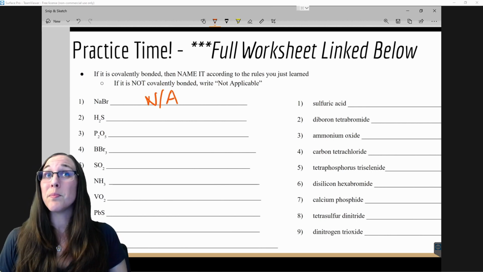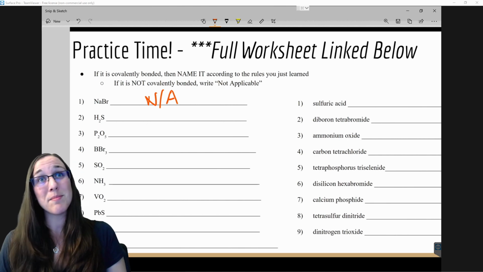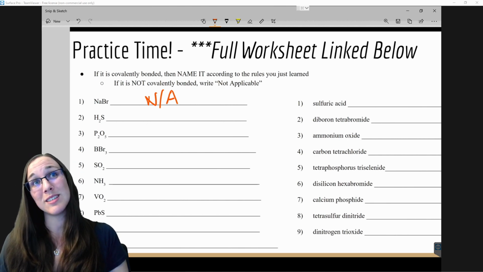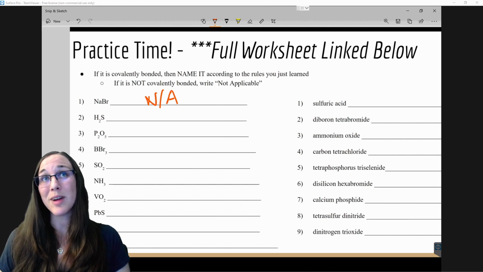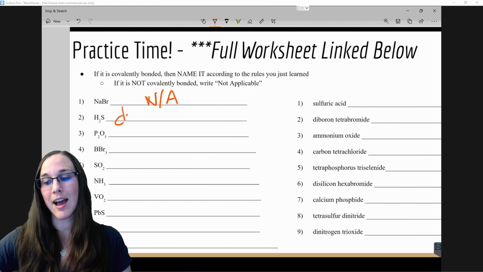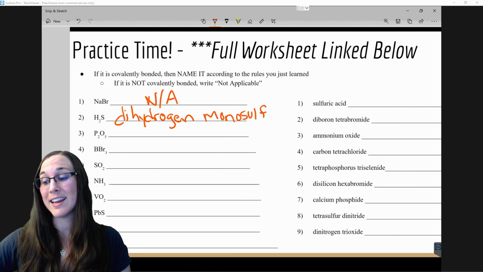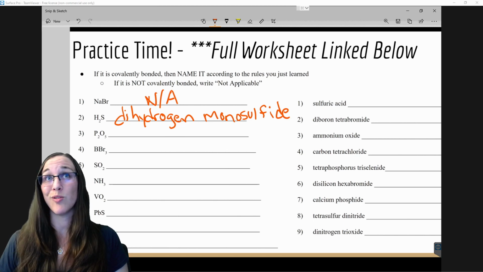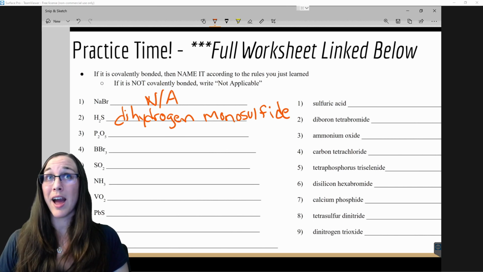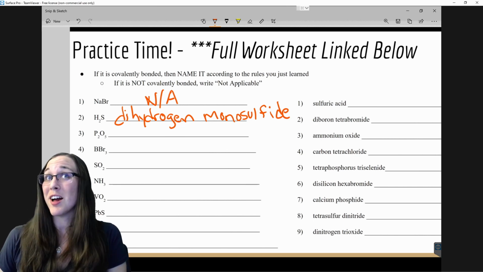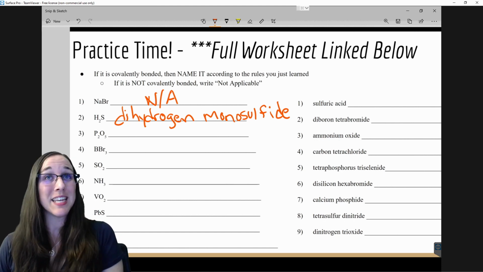H2S. Those are both nonmetals. It's a covalently bonded molecule, so we can use the steps we just learned. There are two H's, so that would be dihydrogen. And there is one S, mono, sulf, and then we end in ide. Dihydrogen monosulfide. P2O5. Both phosphorus and oxygen are nonmetals, so we can name according to the scheme we just learned.